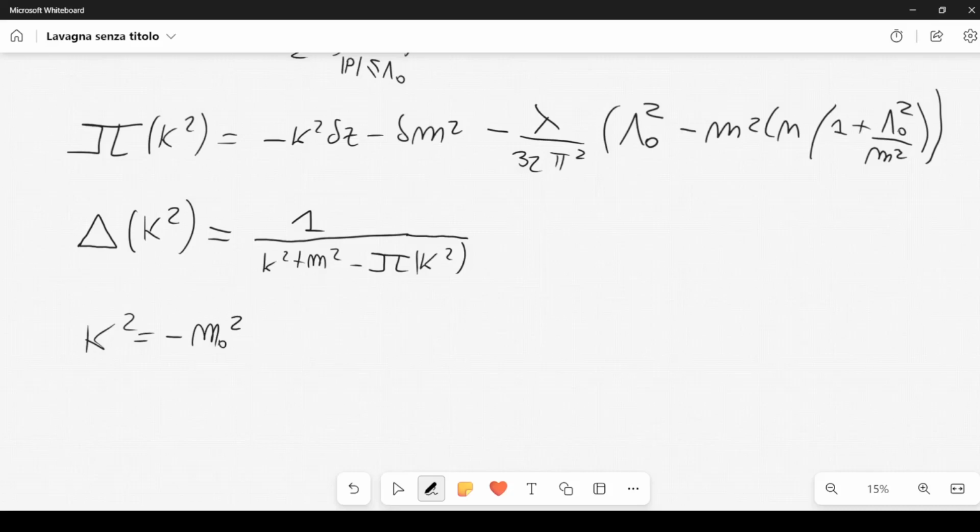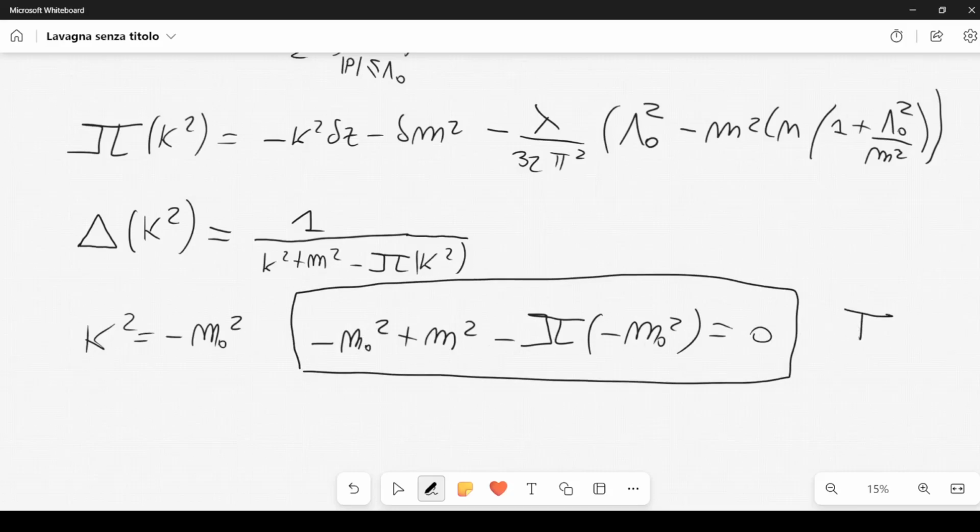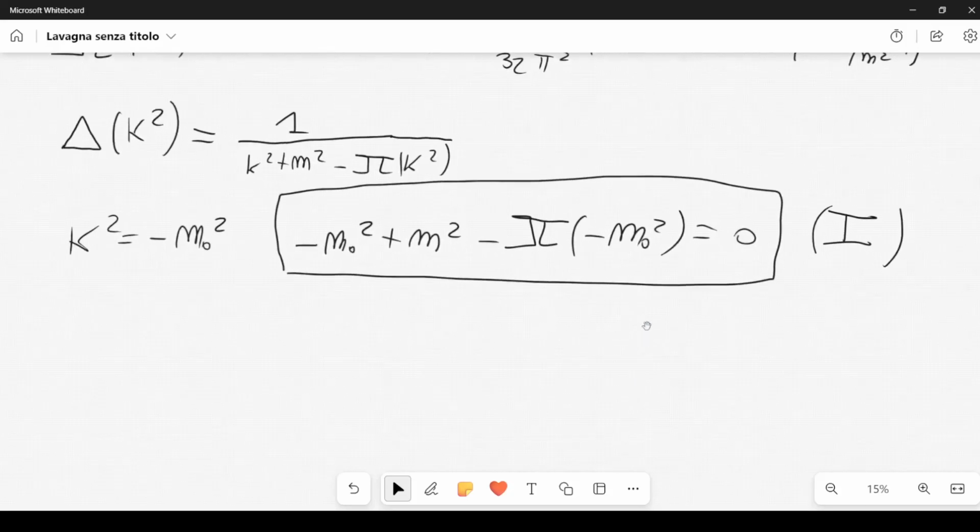Therefore, here we require that minus m0 squared plus m squared minus capital pi of minus m0 squared is equal to 0. And we define this to be condition 1, and I will denote it like this. Now, since the pole is simple, we can also calculate the residue. So you have to know what residues are. So you have to have some knowledge of complex calculus in this case.